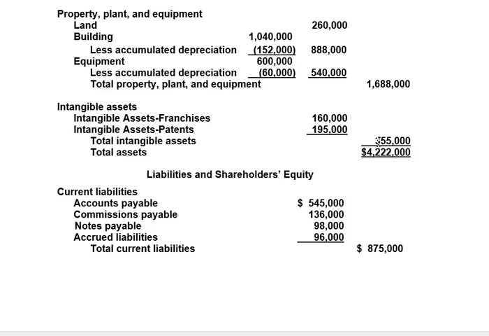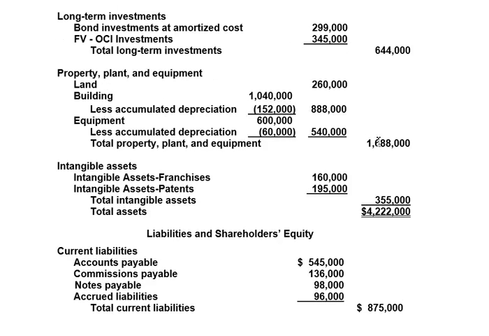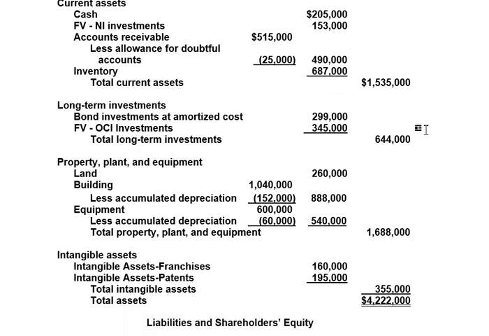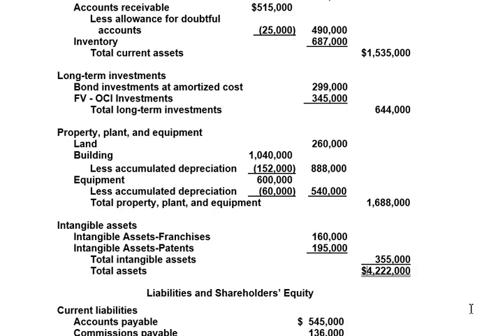So the next thing we do is we're going to look at our total account amount for current assets, which is $1,535,000. We're going to add to it the long-term investment amounts of $644,000, property, plant, and equipment at $1.688 million, and $355,000 for our intangible assets to get a total of $4,222,000 for our total assets. We should find liabilities and equities balanced to the same amount, so we can use this as a check digit.